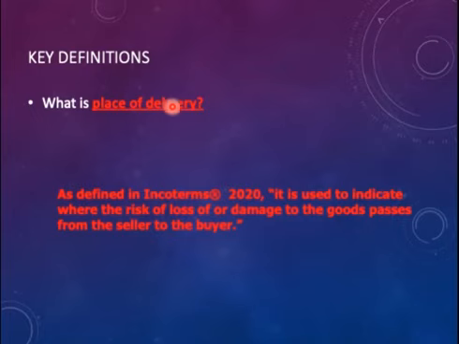Okay, place of delivery. Place of delivery is not the place where we hand the goods to somebody else, but place of delivery in Incoterms means the place where the risk of loss or damage to the goods passes from the seller to the buyer.